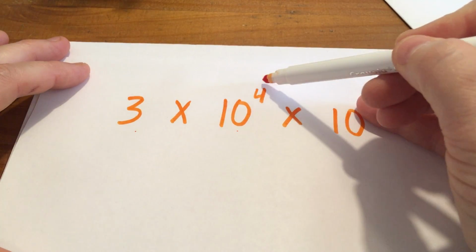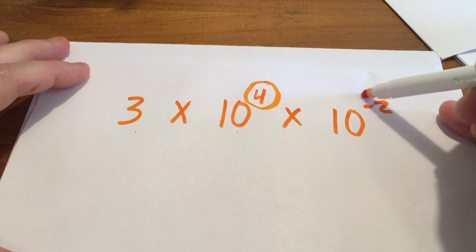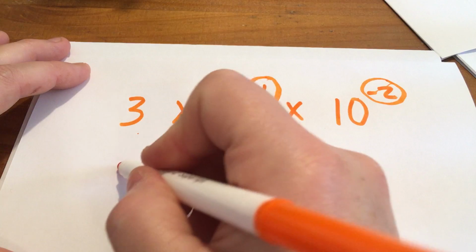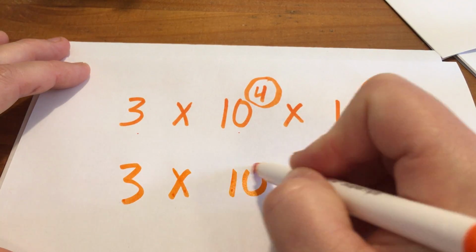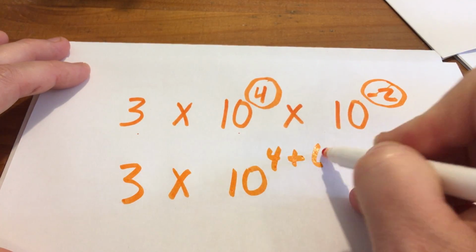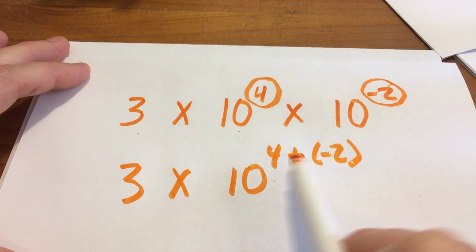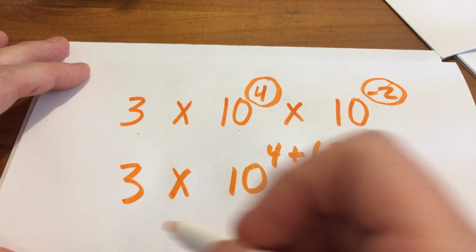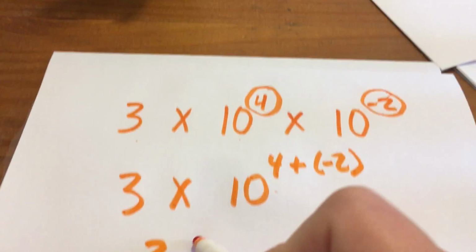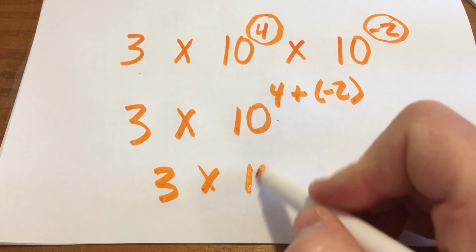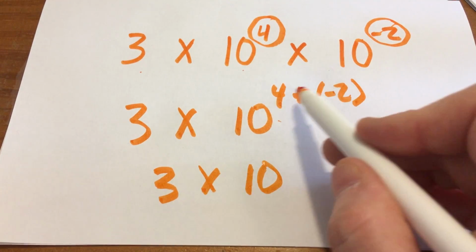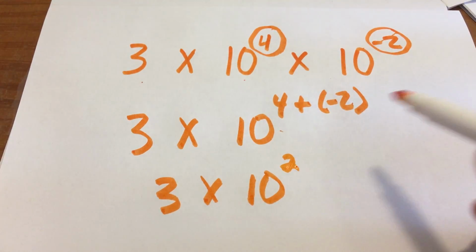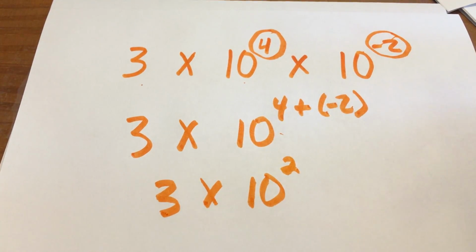Well, now they're trying to trick you because what's the rule with the exponents? You add them. So it'd be 3 times 10 to the 4th plus negative 2. You should know how to do this now. This is actually saying 4 minus 2. So your answer would be 3 times 10, 4 plus negative 2. You're at $4, you spend $2, you have $2 left. So 3 times 10 squared. That would be your answer.